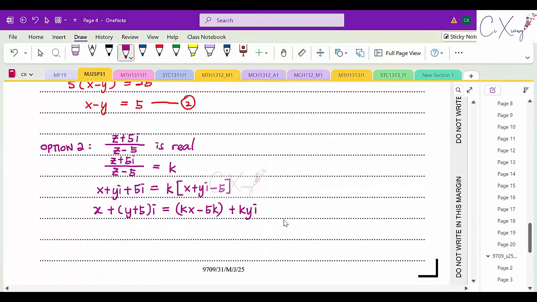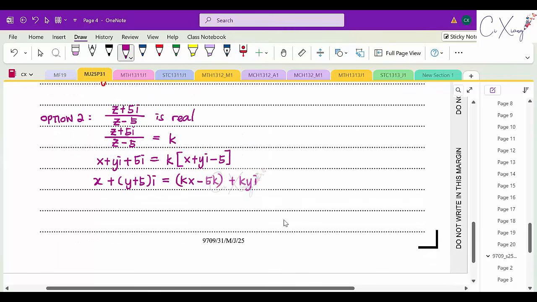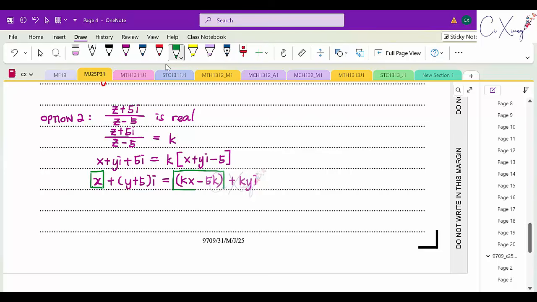Okay, then after that, I will compare real part with real part, and also imaginary part with imaginary part. When I compare the real part with the real part, this is a real part, right? Then this is also the real part, right? Okay, so from here, what do I get? I will have x equals k(x - 5). So I get the equation k = x/(x - 5).